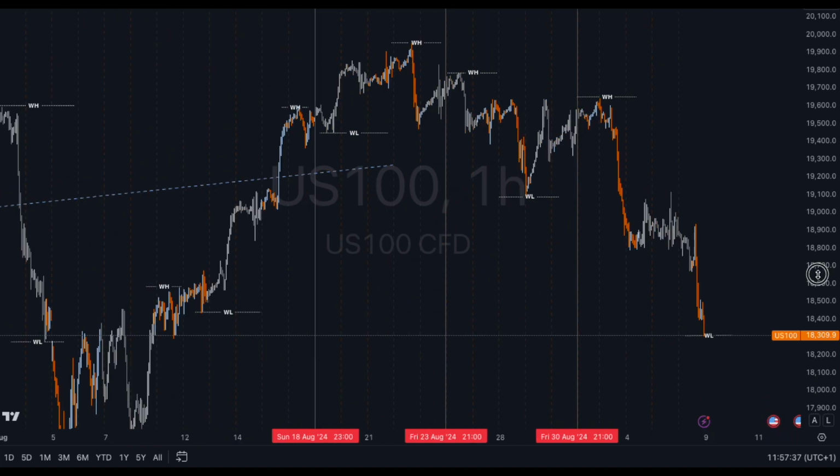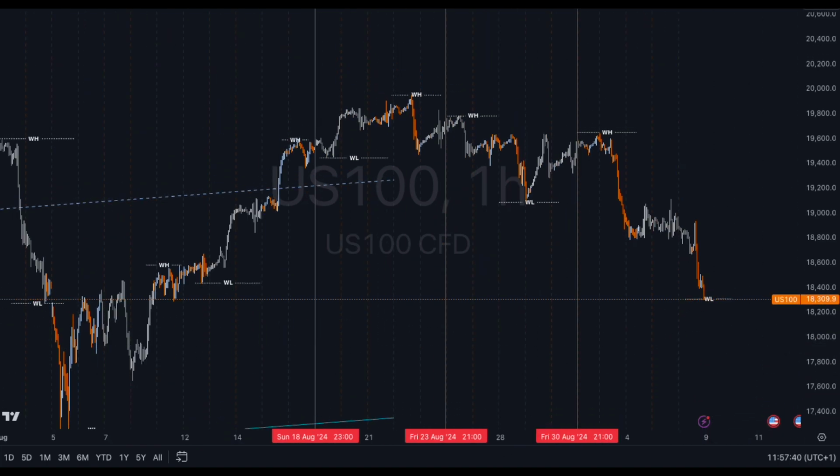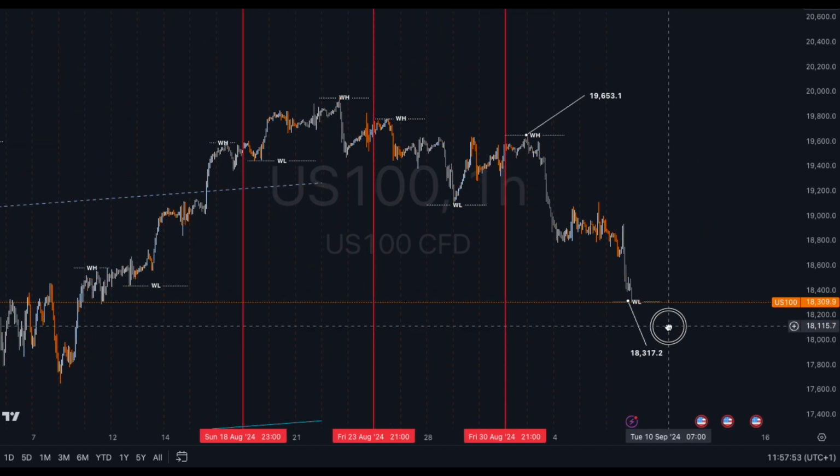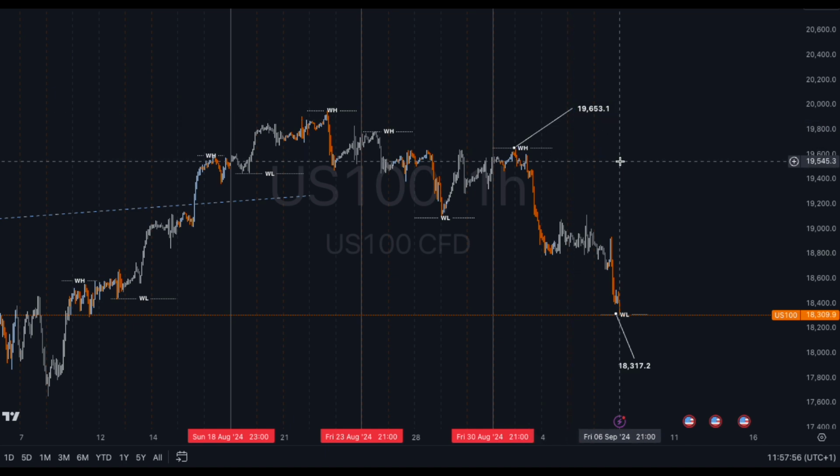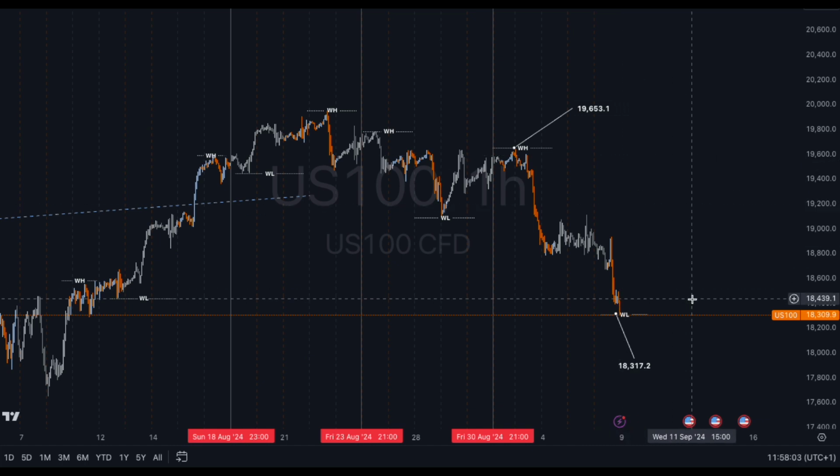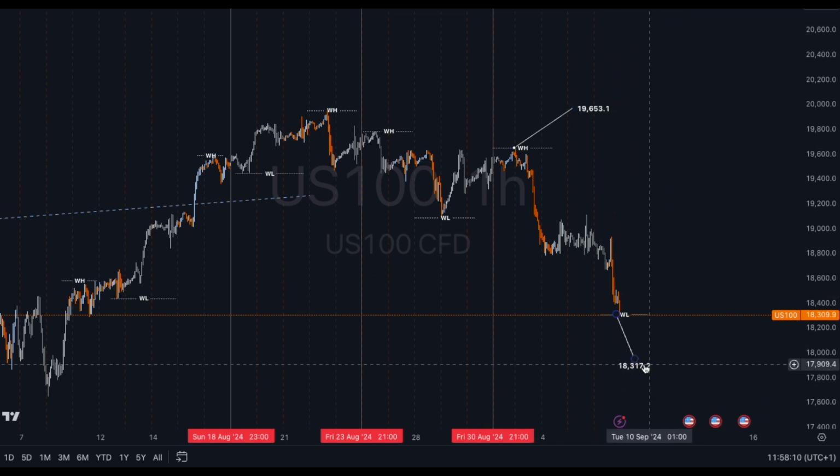Now, in my opinion, either on the Monday or on the Tuesday of the week commencing the 9th, so the 10th of September, we want to see what direction the market moves in. So first off, let me just call out the levels so at least you guys have that. On the high side, the weekly high is 19653.1, and on the low side, 18317.2. If either one of these levels is taken out, we're looking for moves in a corresponding direction.